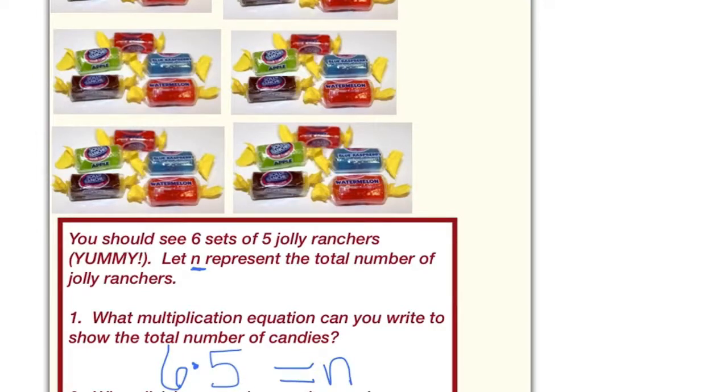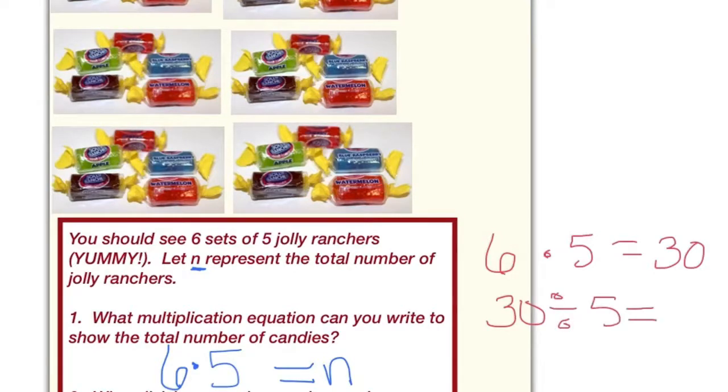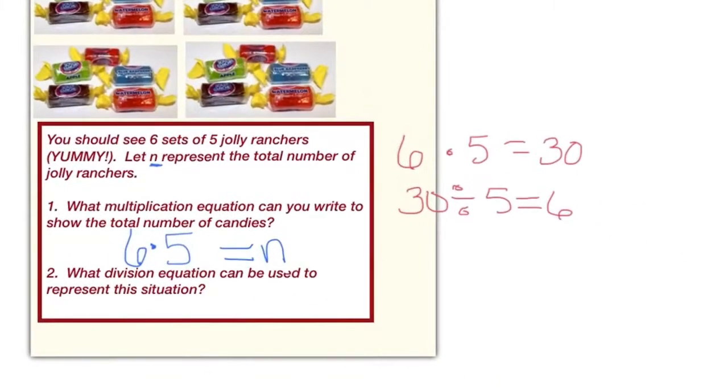Now, the next question is, what division equation can be used to represent this situation? Well, let's use an example that we can all handle. Let's say if we said 6 times 5 equals 30, you know that division is the opposite of multiplication, so we could say 30 divided by 5 equals 6. So let's use that same logic: n divided by 5 must equal 6.